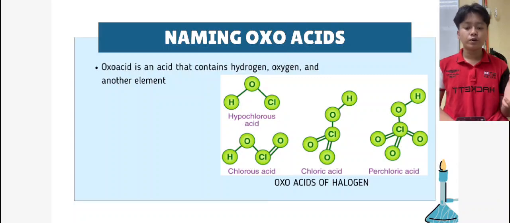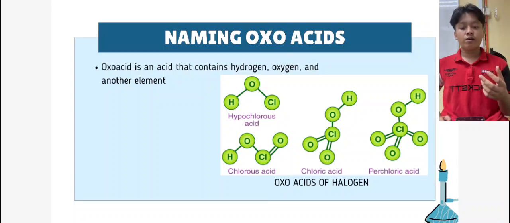Here are a few examples. H2SO4 is sulfuric acid because it has more oxygen. H2SO3 is sulfurous acid because it has fewer oxygen atoms. If there are even more variations in oxygen, prefixes like per and hypo are used.